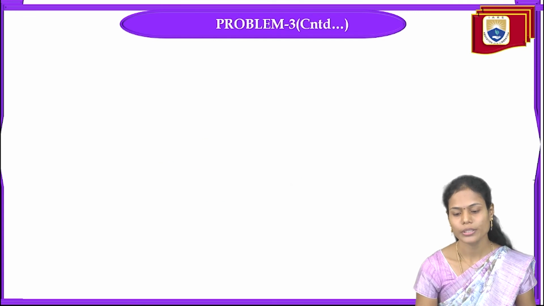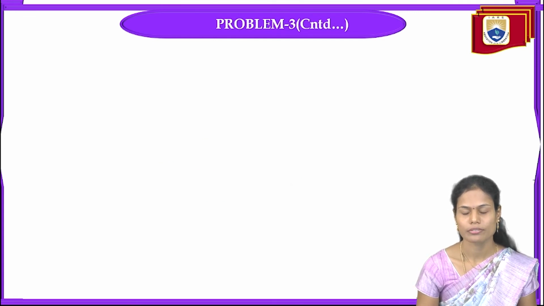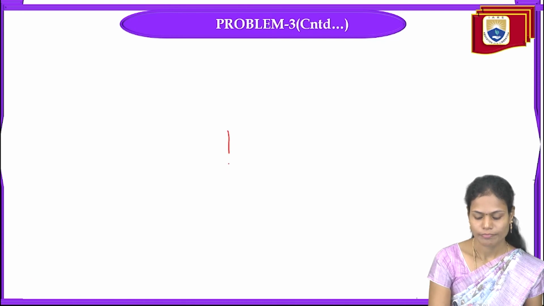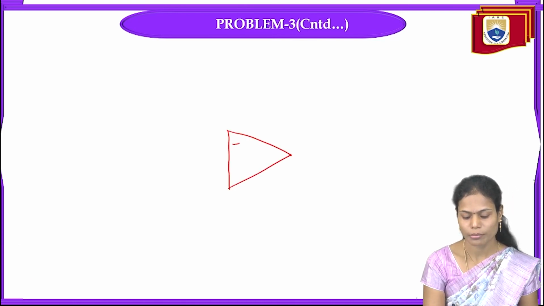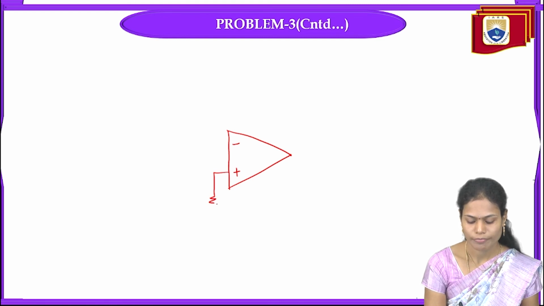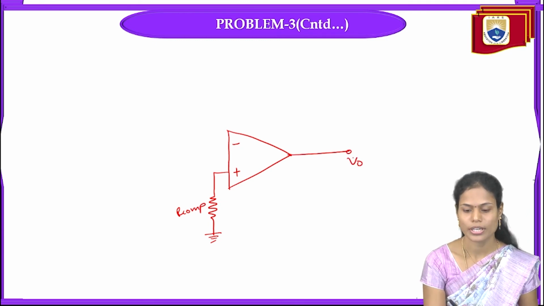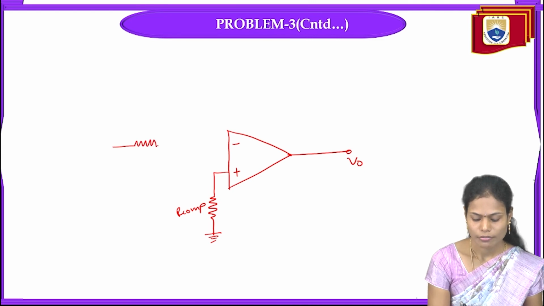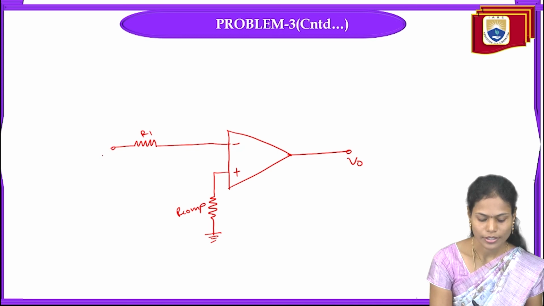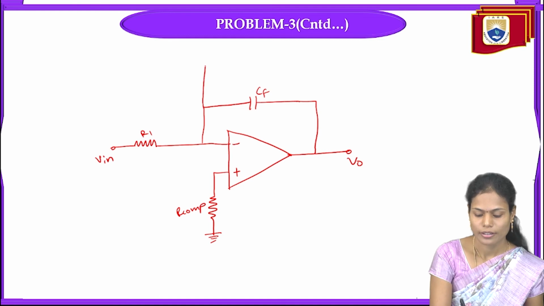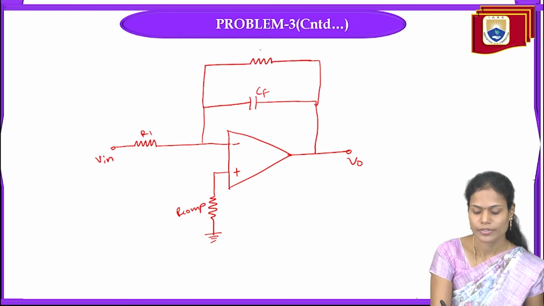So next, we need to draw the practical integrator circuit to integrate the applied signal. For that, I'm taking the operational amplifier with the inverting terminal and the non-inverting terminal. For the non-inverting terminal, the R compensation resistor is connected, and here we'll measure the output voltage. For the inverting terminal, one resistance R1 is connected, and here we will apply the input signal. In the feedback, we have one feedback capacitance and one feedback resistance RF.